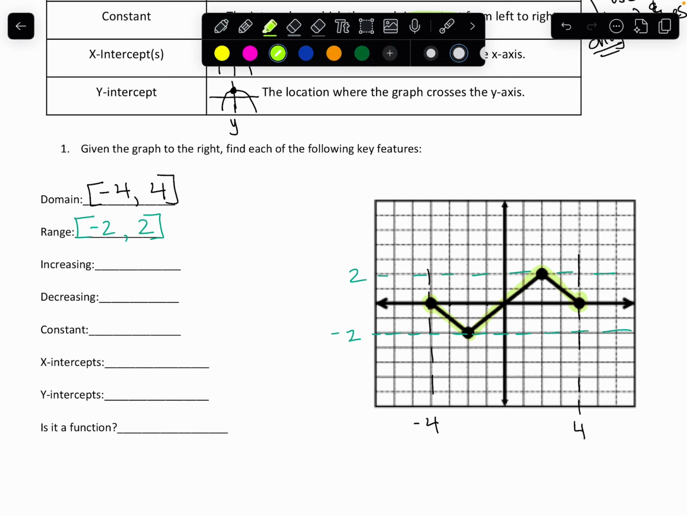What we're going to do next, and we talked about this in our previous unit, is use different colors for increasing, decreasing, and constant. I'm going to do the same thing again. So as I read my graph left to right, wherever my graph goes up, I'm going to highlight blue, and at the same time, I'm going to bring that color coding down. Decreasing wherever our graph goes down, so here and here, and we have no constant.